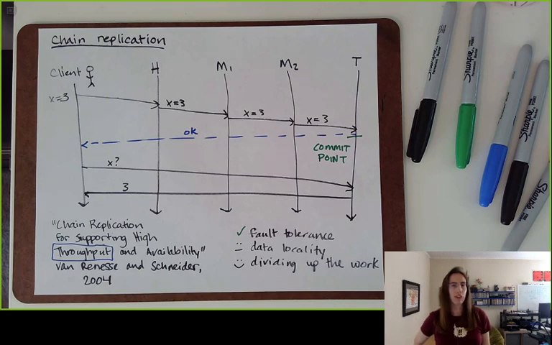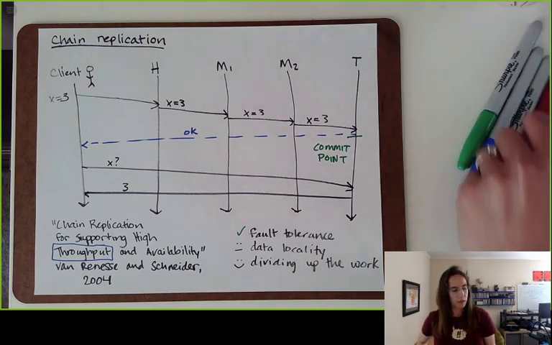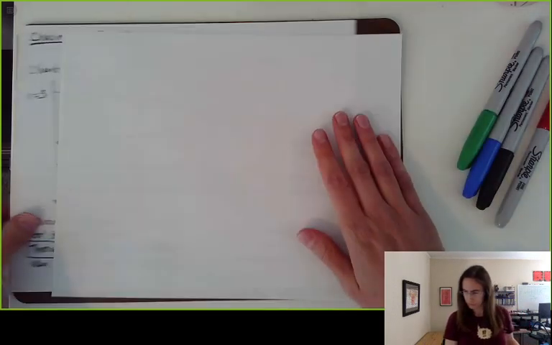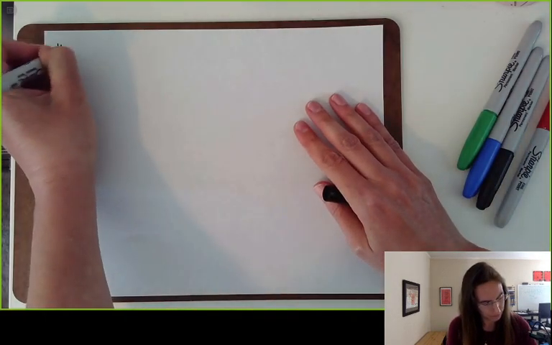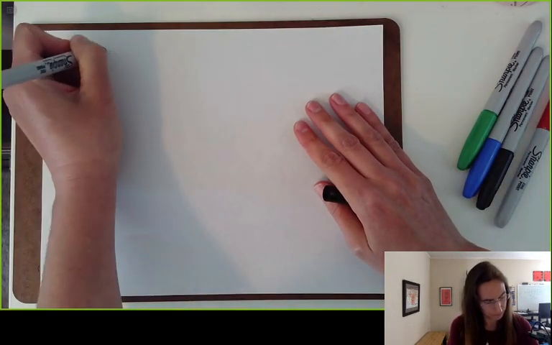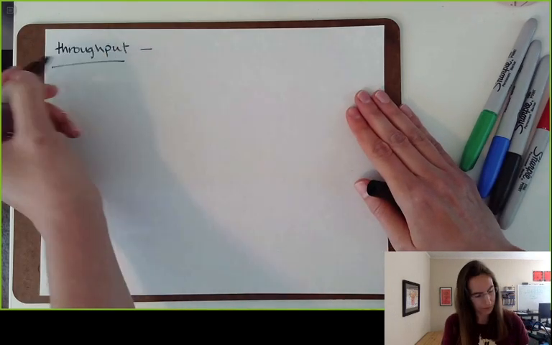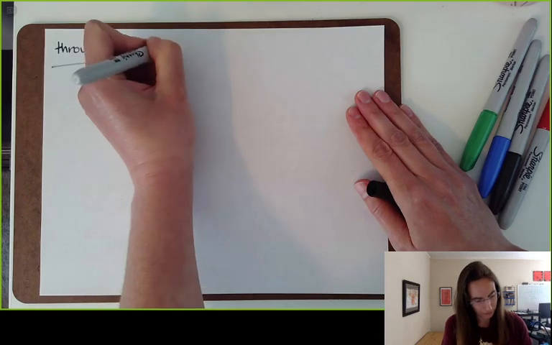So the suggestion in chat is you can send a lot more write requests. So what does this word throughput mean? Let's define it. Throughput, we're going to say, is the number of actions per unit of time.